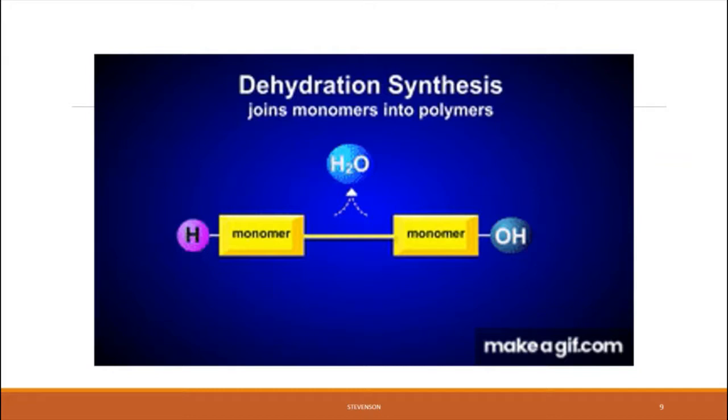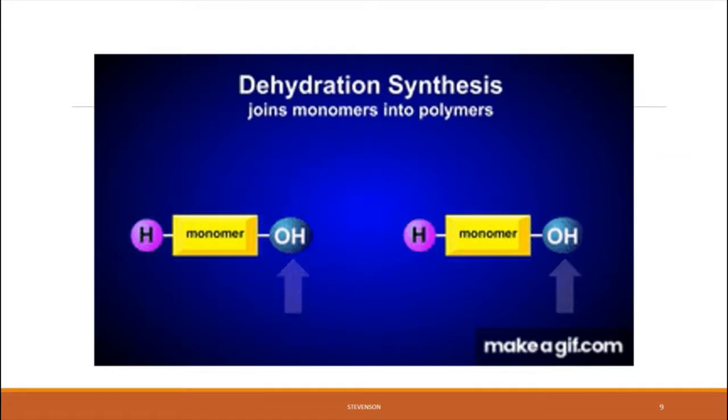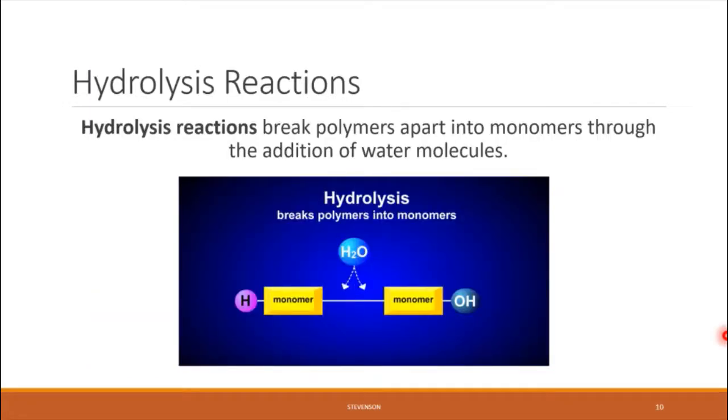Of course, the opposite happens as well, right? Living organisms not only build up large molecules, but they also need to break down large molecules. Obviously, this happens, for example, when you are digesting your food. You ingest large molecules like proteins and carbohydrates, and your body needs to break them down in order to obtain energy and nutrition from them.